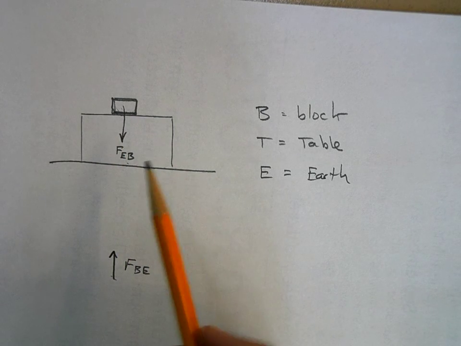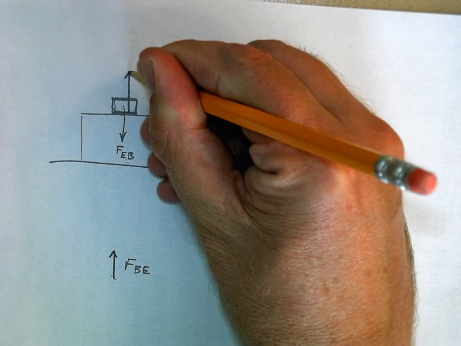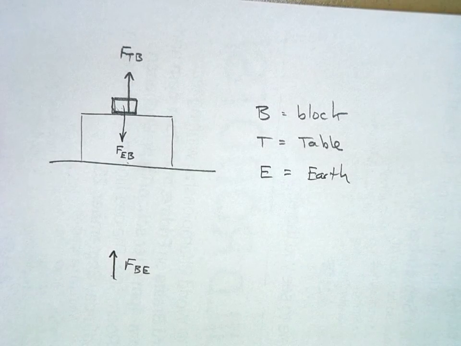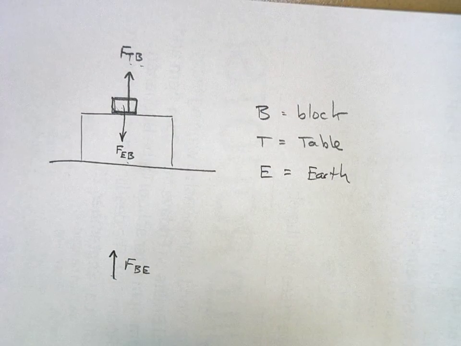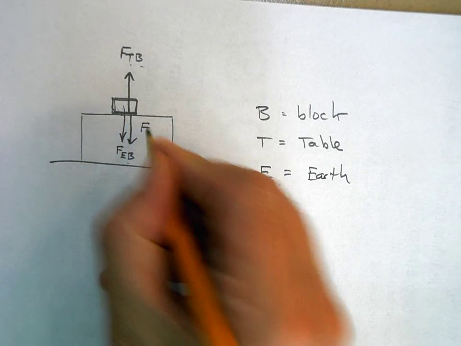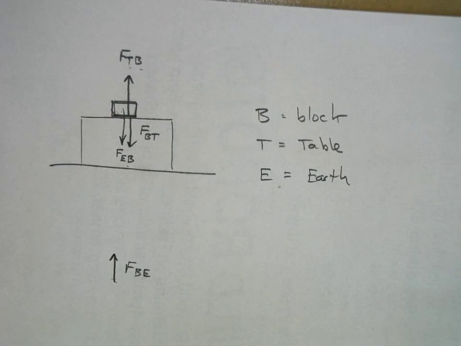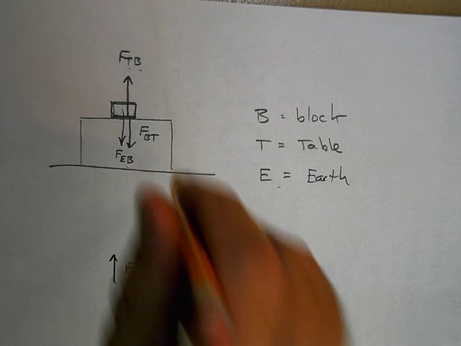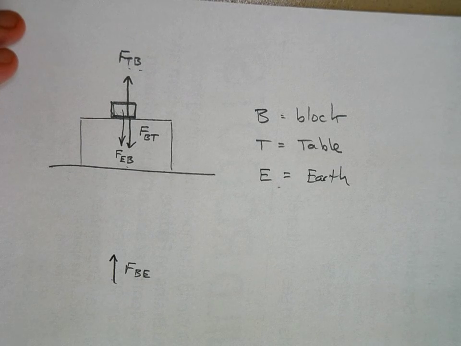Well, we've got the table pushing up on it. And this is the force of the table on the block. But for every force, there's an equal and opposite force on the other object. So this is the force of the block on the table. Okay? And then, of course, you have an interaction between the table and the Earth and all that sort of thing. I'm not going to draw those because I really want to focus on the block.